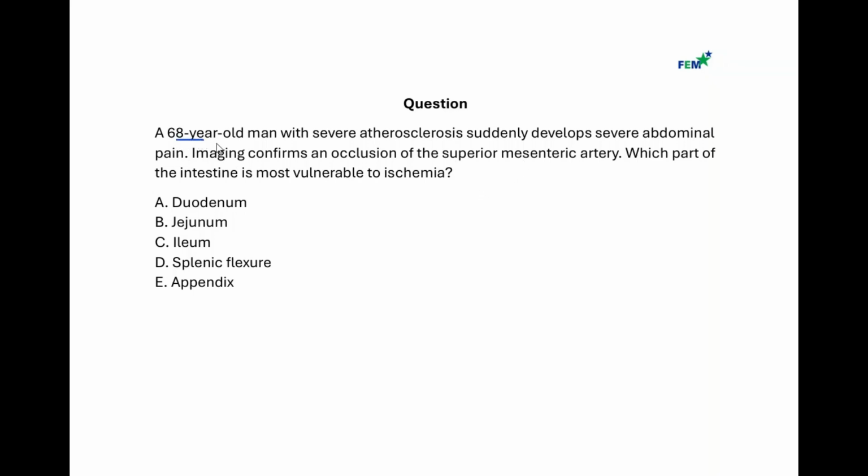A 68-year-old man with severe atherosclerosis suddenly develops severe abdominal pain. Imaging confirms an occlusion of the superior mesenteric artery. Which part of the intestine is most vulnerable to ischemia? The best answer there will be splenic flexure.